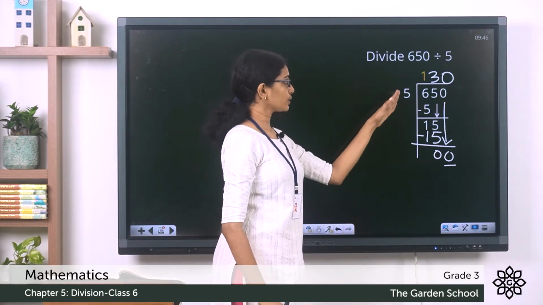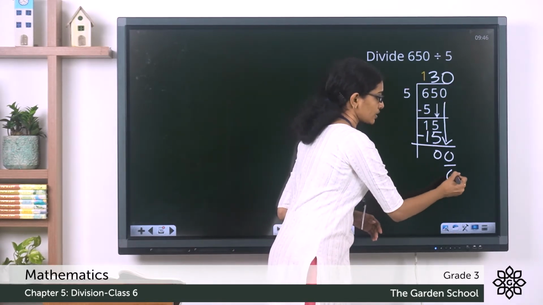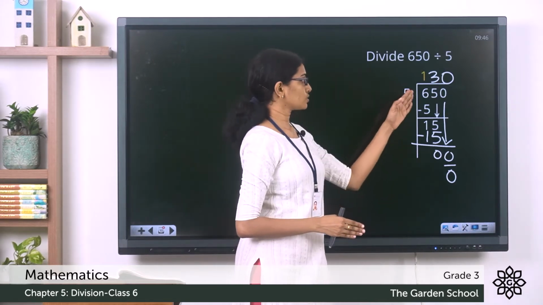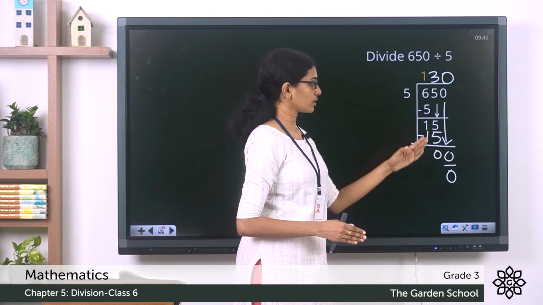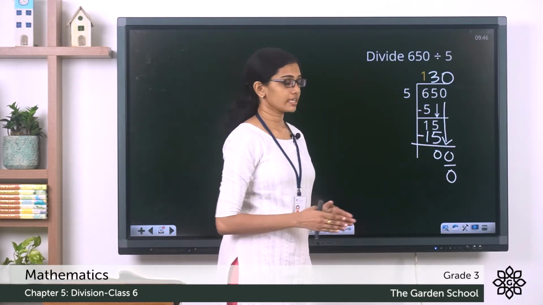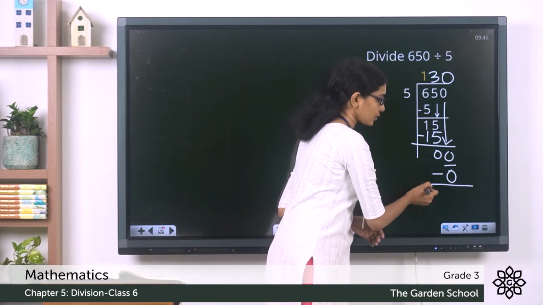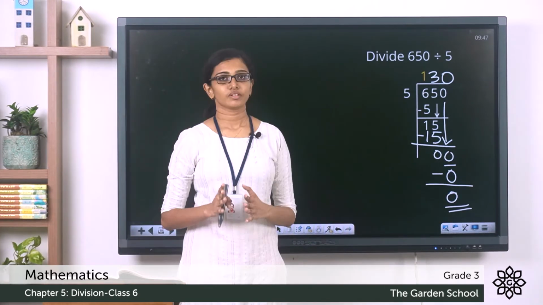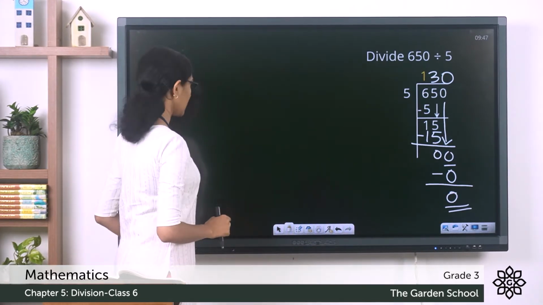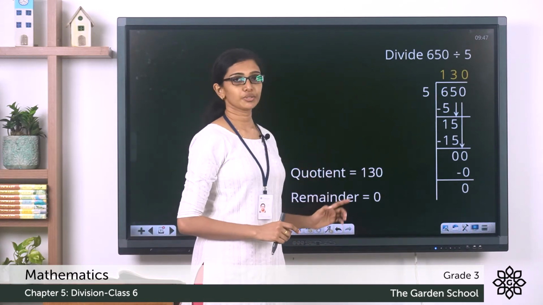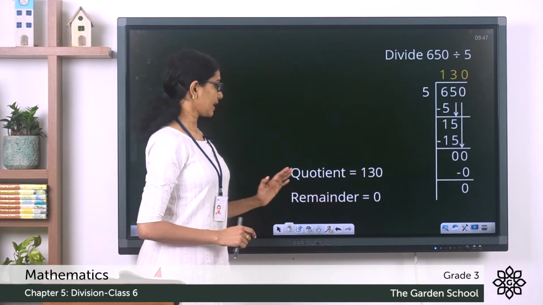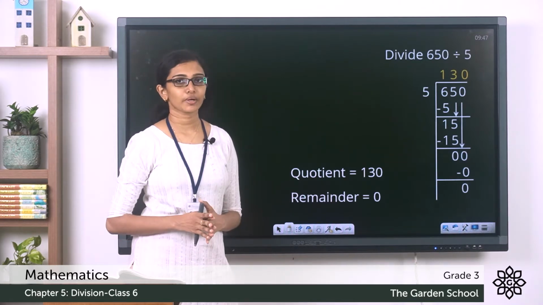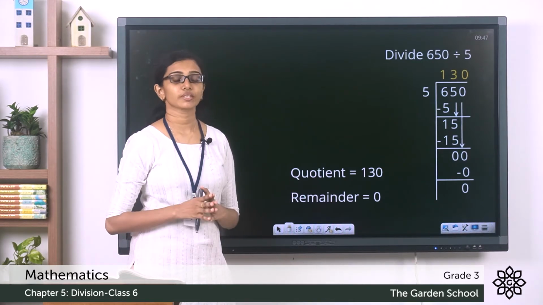Then 0 into 5, that is equal to 0. 0 into any number is equal to 0 itself. So 0 into 5 or 5 into 0 is equal to 0. That we have written here. Now let's subtract 0 minus 0 and that is also equal to 0. So now we have completed the division and we got the quotient equal to 130 and the remainder equal to 0. So I hope you are clear with division with quotients with 0.